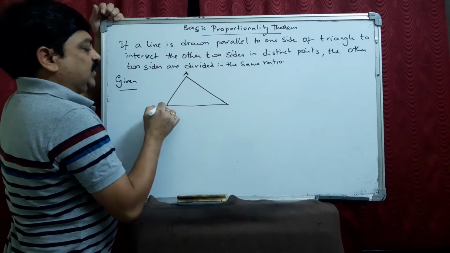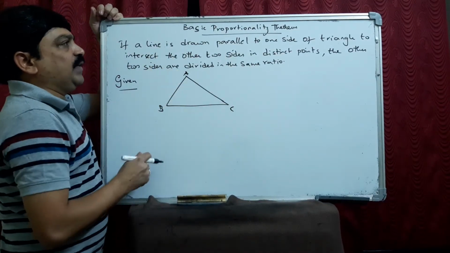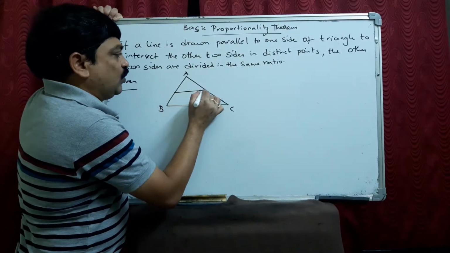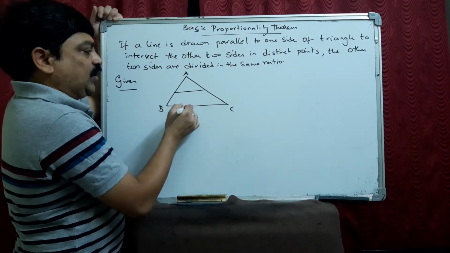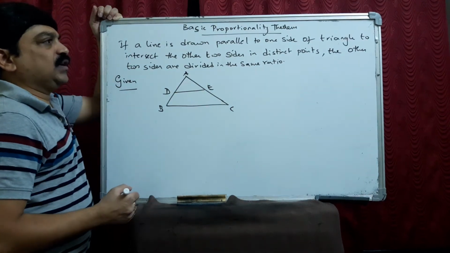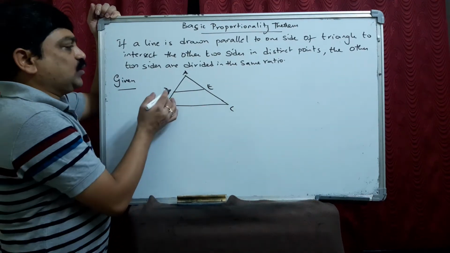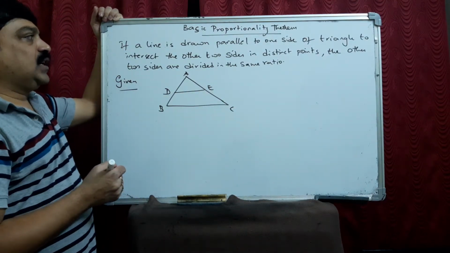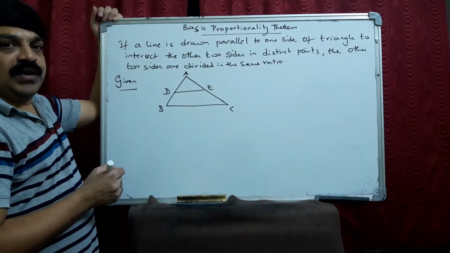If a line is drawn parallel to one side of a triangle, let us take DE, parallel to one side of the triangle, to intersect the other two sides in two distinct points, D and E, then the other two sides are divided in the same ratio.